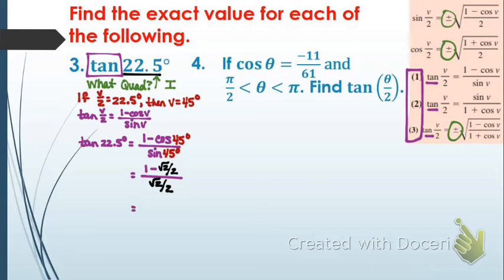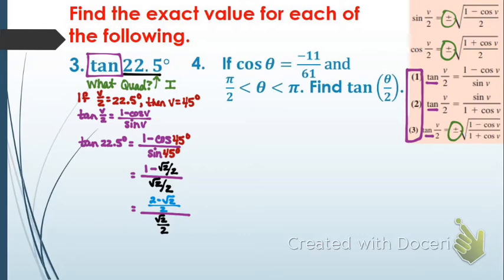I'm going to get a compound fraction. Up in my numerator, 1 minus root 2 over 2. So that's going to simplify to give me 2 minus root 2 all over 2, right? And down in the denominator, I have root 2 over 2. Can I cancel anything out to simplify this?